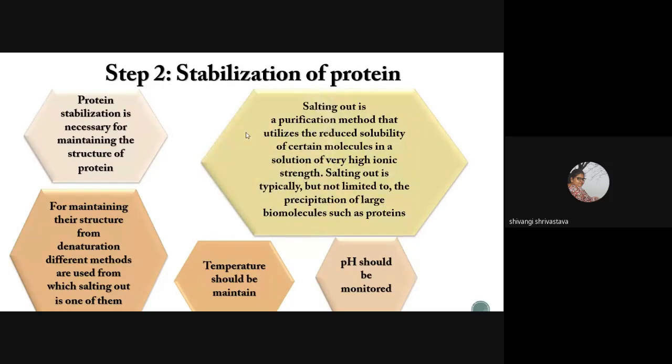And so here is the definition of salting out. Salting out is a purification method that utilizes the reduced solubility of certain molecules in a solution of very high ionic strength. And salting out is typically, but not limited to, the precipitation of large biomolecules like proteins.